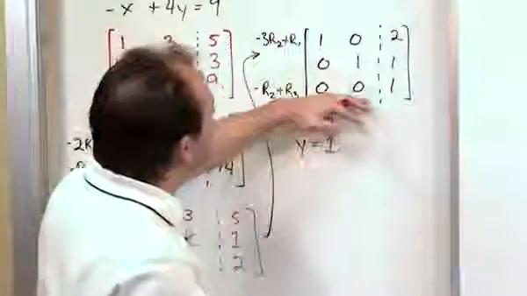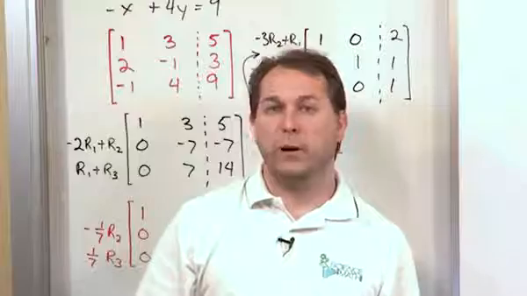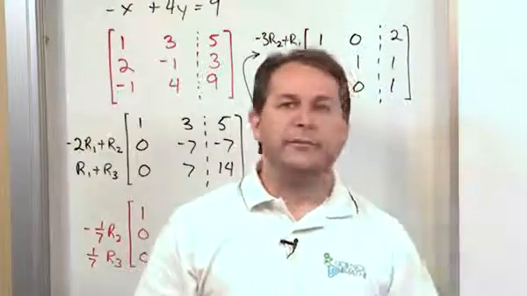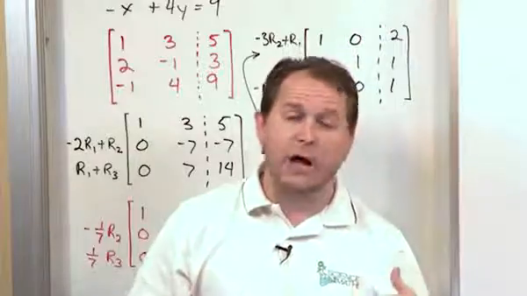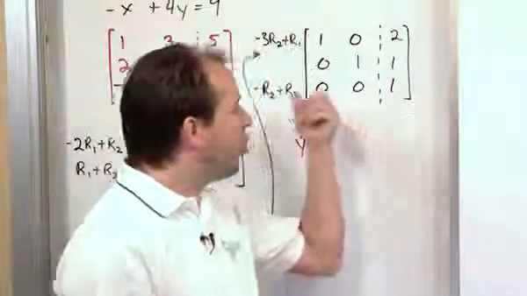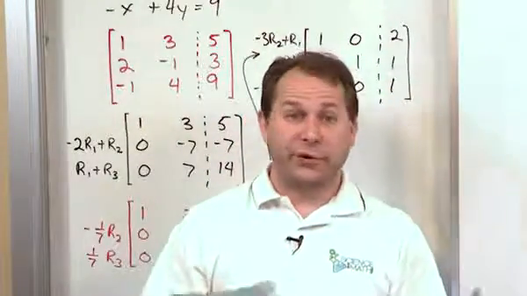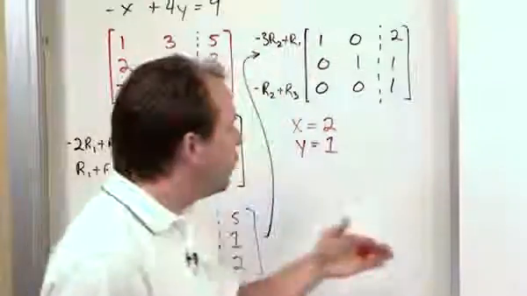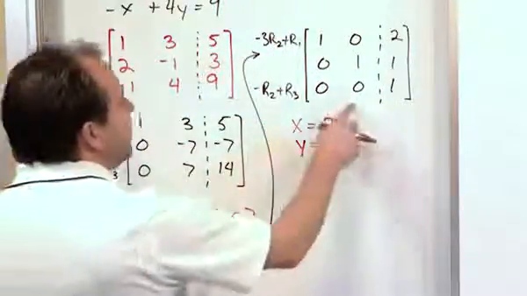But you cannot ignore, you might be tempted to stop here and say x is 2 and y is 1, right? But you would be wrong, because when you have the full matrix there and you've done all of the row operations, you have to look at every line in the matrix, and every line in the matrix is representing an equation. So if we ignore what the third line is telling us, we're effectively ignoring what the third equation is telling us.